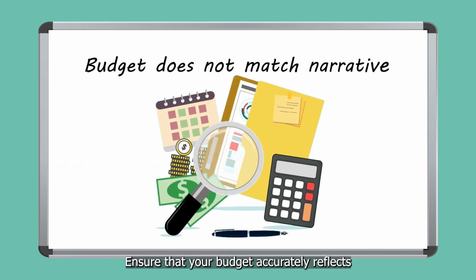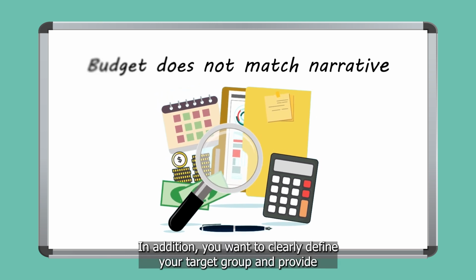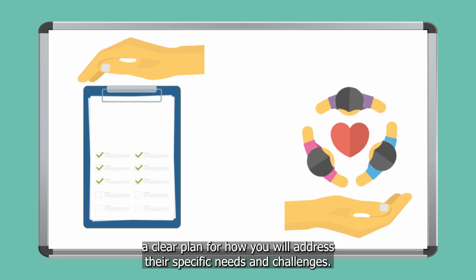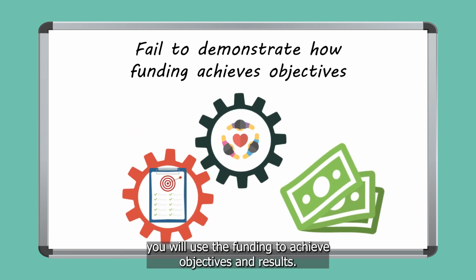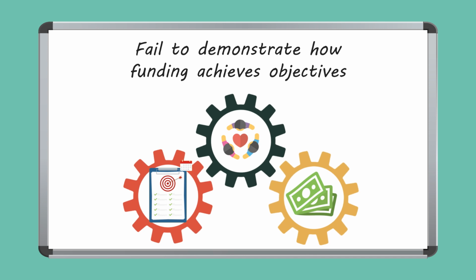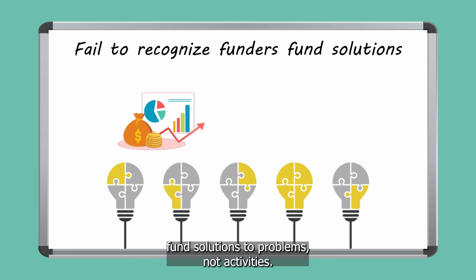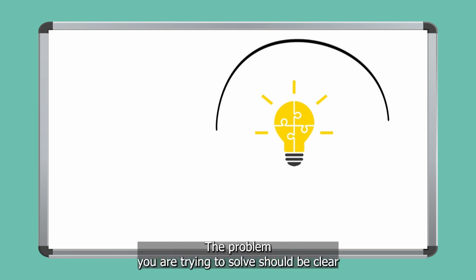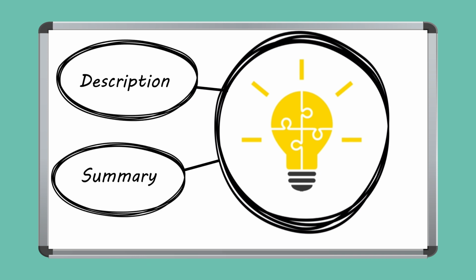Ensure that your budget accurately reflects the scope of work described in your proposal. In addition, you want to clearly define your target group and provide a clear plan for how you will address their specific needs and challenges. Many proposals miss showing how you will use the funding to achieve objectives and results. Make sure to recognize that funders fund solutions to problems, not activities. The problem you are trying to solve should be clear in your description and wrapped up in your summary.